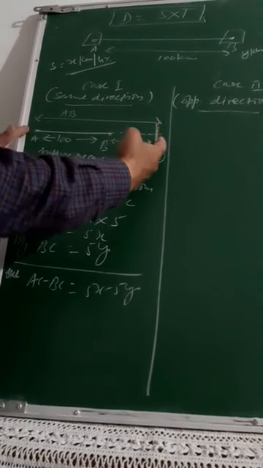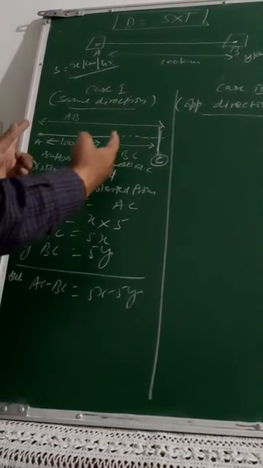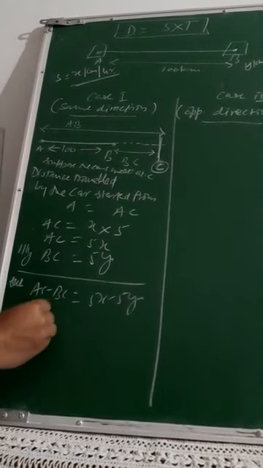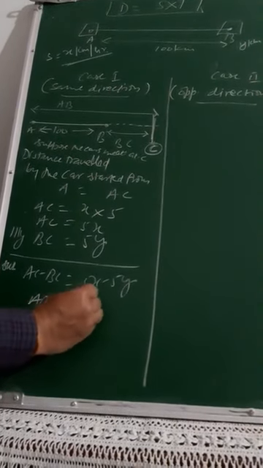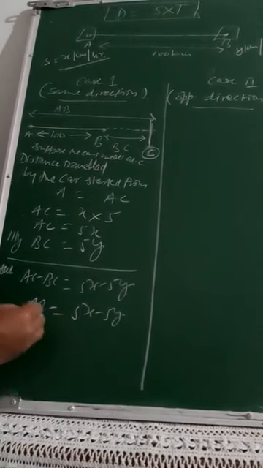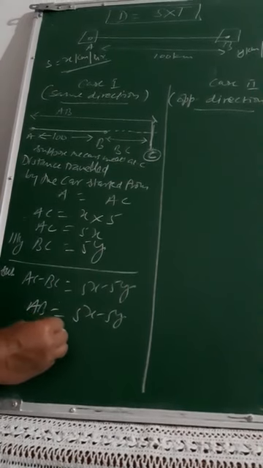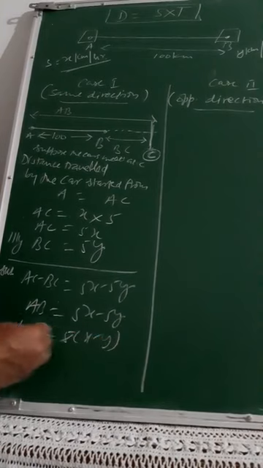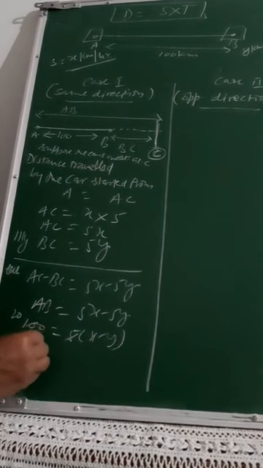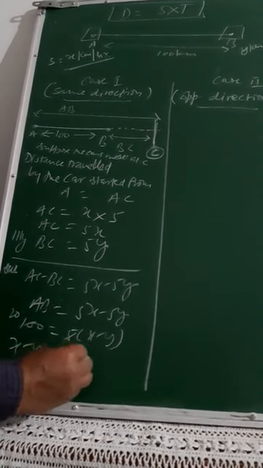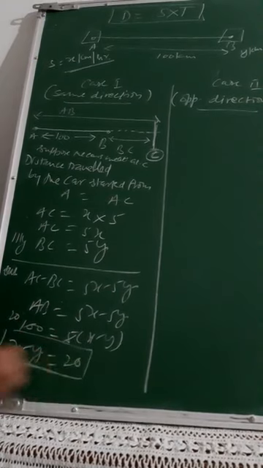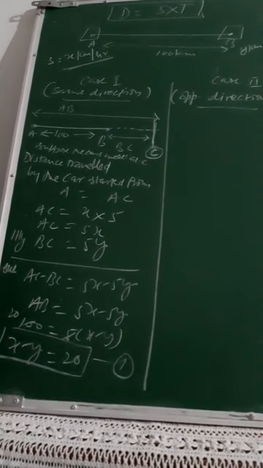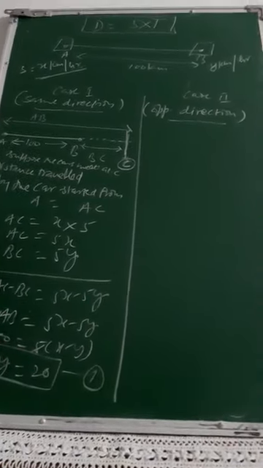From AC, if I subtract BC, I will reach AB. So AB is equal to 5x minus 5y. What is AB? It is 100, that is given. 5 I can take common: x minus y, cancel it up. You are getting the equation x minus y is equal to 20, which is your equation number 1 when the cars are traveling in the same direction.